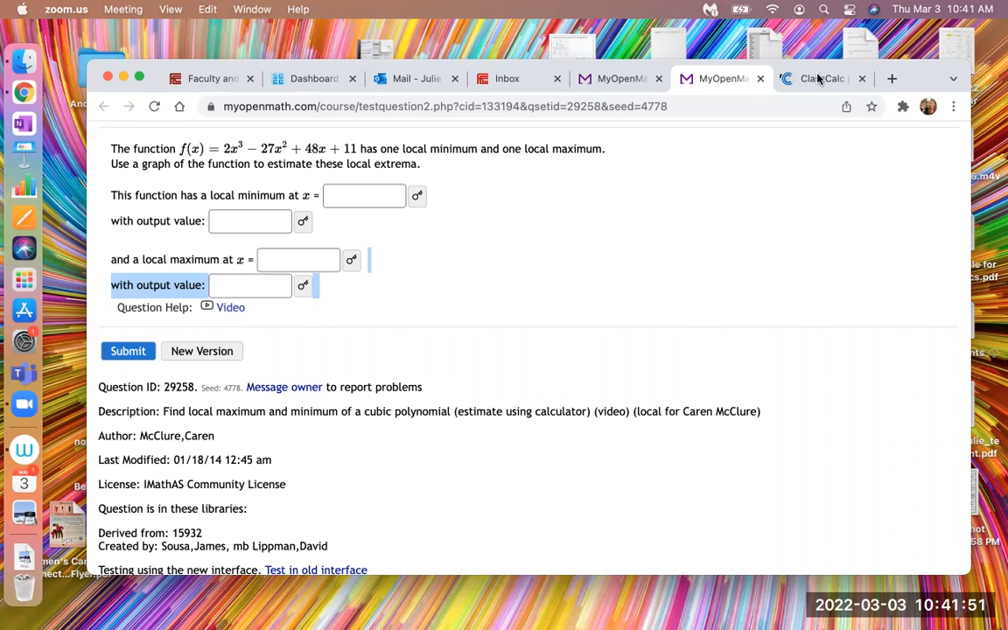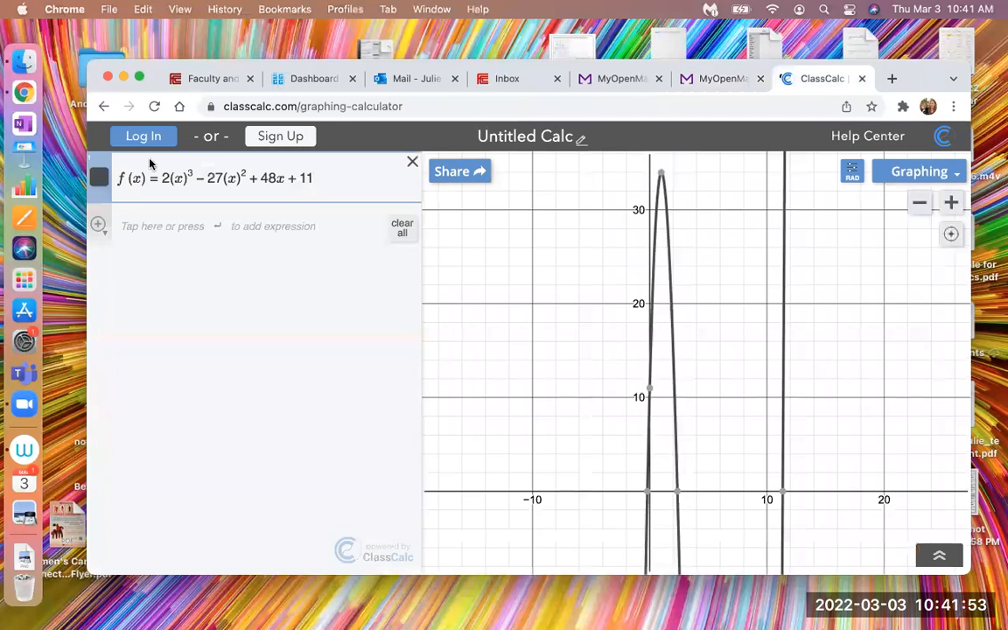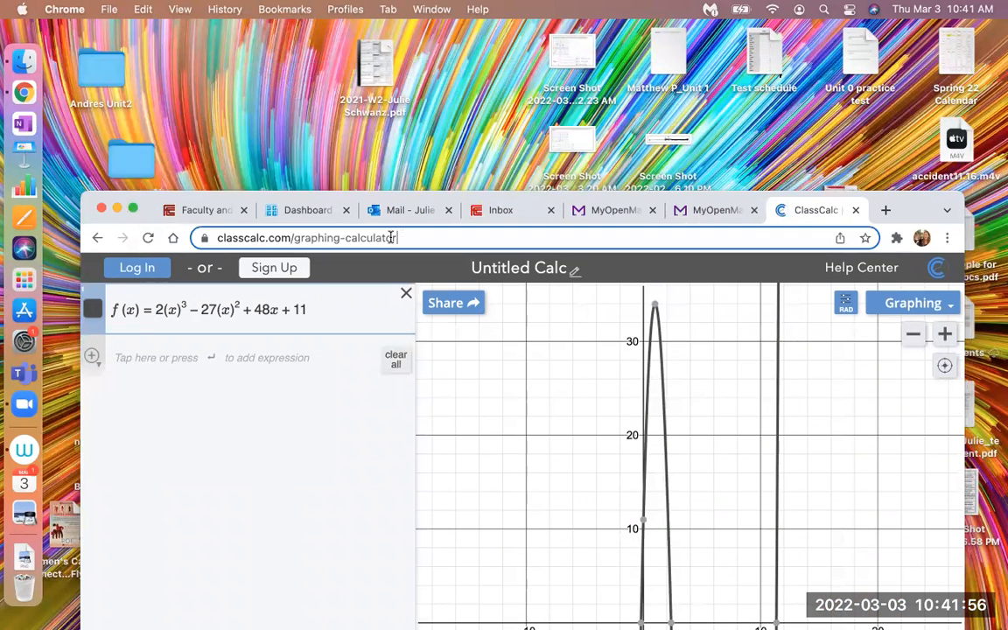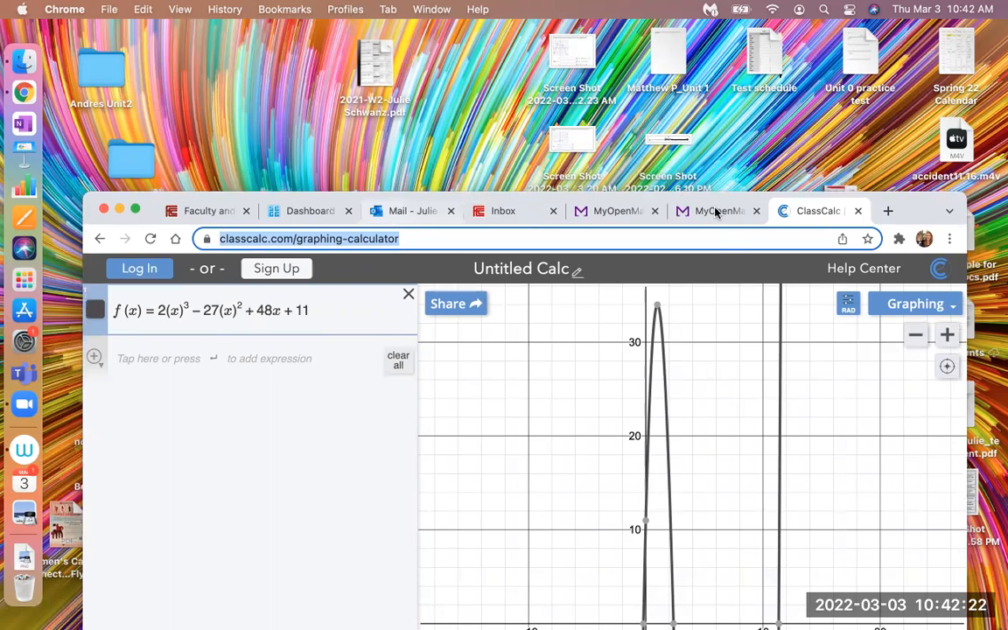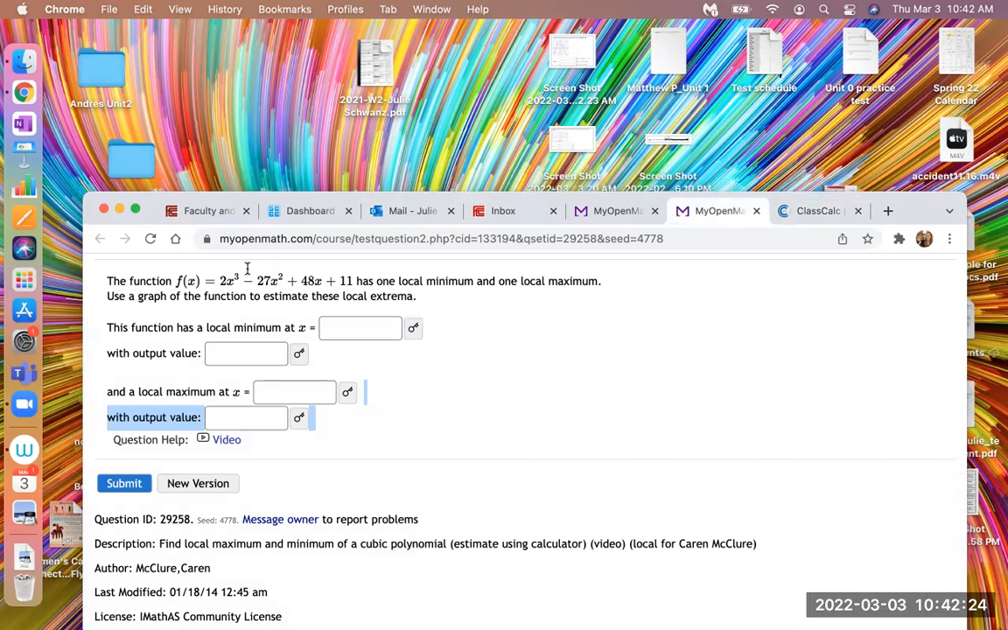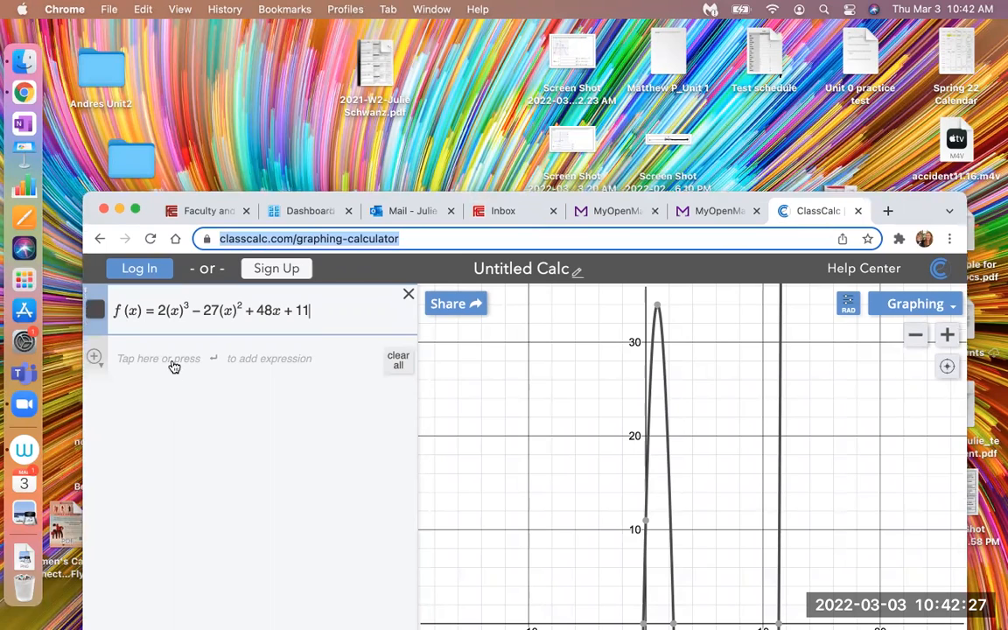I go to the ClassCalc graphing calculator. If you type classcalc.com/graphing-calculator into your URL address bar and press enter, you don't have to sign up. It's a free graphing calculator. I entered the equation they asked us to graph, and it's pretty straightforward. Let me show you how it's done.